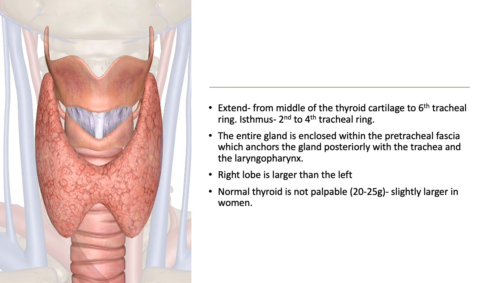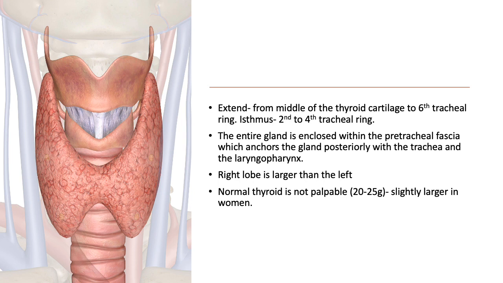If we consider the anatomical position of the thyroid gland, it extends from the middle of the thyroid cartilage to the sixth tracheal ring. This extension is important for the exposure of the gland during thyroidectomy. The isthmus is situated in between the second and fourth tracheal rings, but in about 10% of individuals, the isthmus is absent.